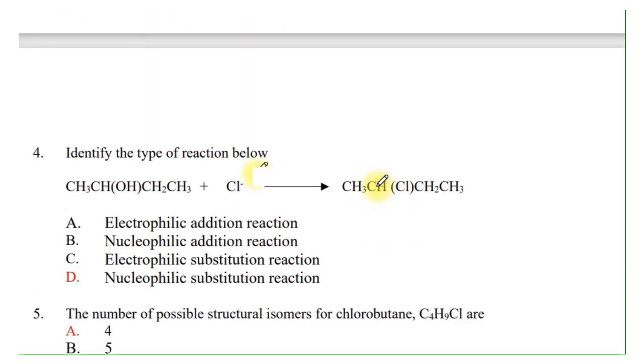Now we proceed to question number 4. Identify the type of reaction. This one has a negative charge, which is a nucleophile, so you have to be alert that this is a nucleophile. Then you check that the OH is replaced by Cl. So it is a nucleophilic substitution reaction.